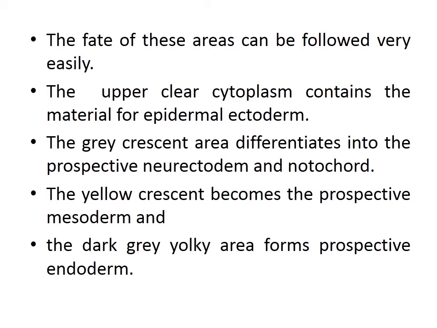The upper clear cytoplasm contains the material for epidermal ectoderm. The always smaller blastoderm, or the microblastoderm, they form the epidermal ectoderm. The grey crescent area differentiates into the prospective neurectoderm and notochord. We learn later how this neurectoderm and notochord forms. The yellow crescent becomes the prospective mesoderm, and the dark grey yolky area forms prospective endoderm. Endoderm is usually formed from the larger blastodermal cells.